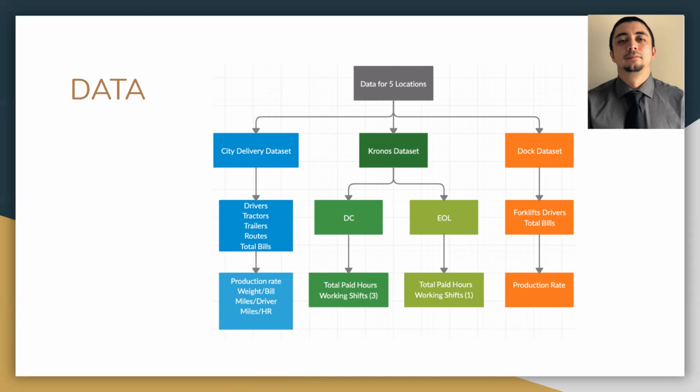The second data set was Chronos, which is the timestamp for all the employees. This was separated into the DCs and the end of the lines. DCs run 3 working shifts per day and night, and the end of the line just does 1 shift. The third data set was DOG, which contained forklift drivers and the total amount of bills they move. From there, we calculated the production rate.